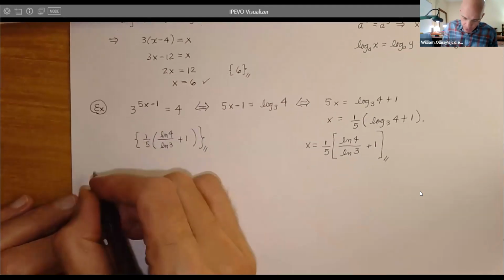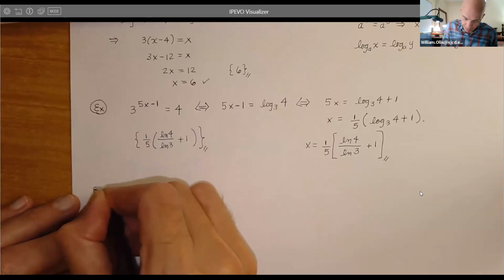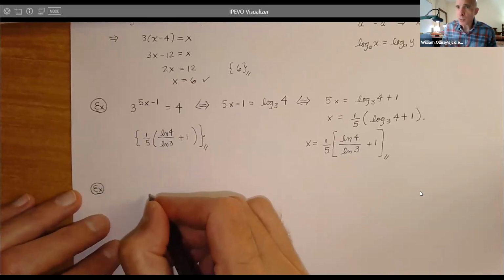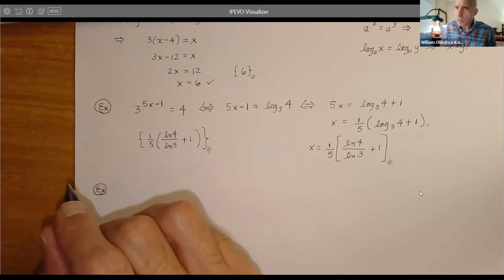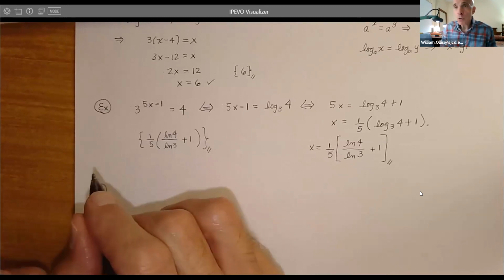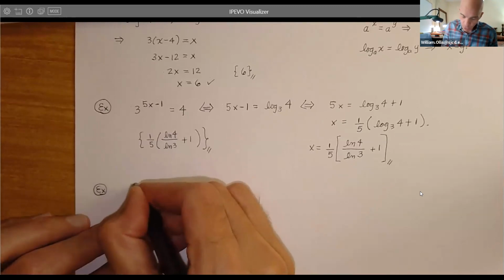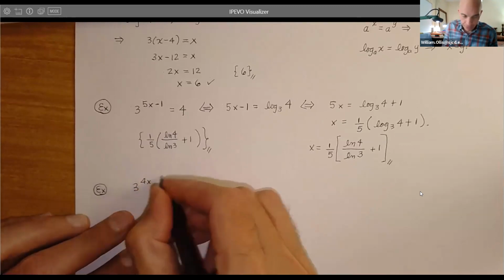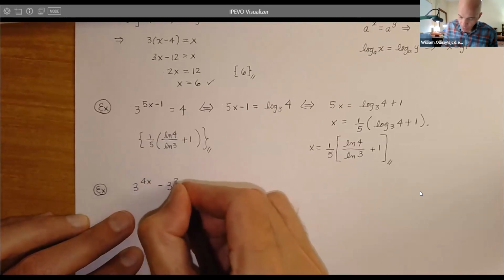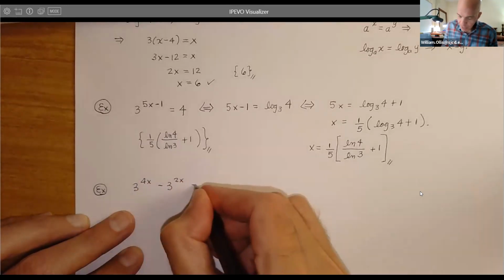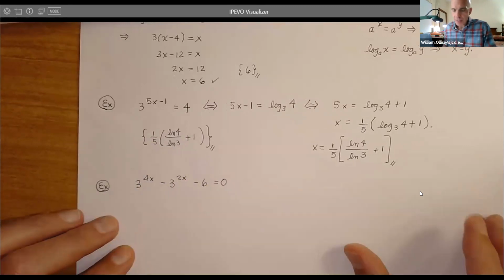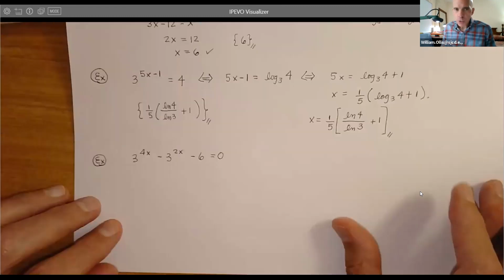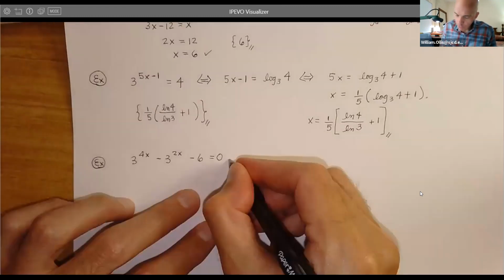Now, let's look at another example. You know, Professor Ron likes the quadratic form. We live for quadratic form. Why is quadratic form good to us? Because we understand the quadratic equation. And if it's quadratic form, we can solve it. So let's look at this one. This is 3 to the 4x minus 3 to the 2x minus 6 equals 0. So when you look at this, you're thinking, okay, we want to solve in R. So again, solve in R.